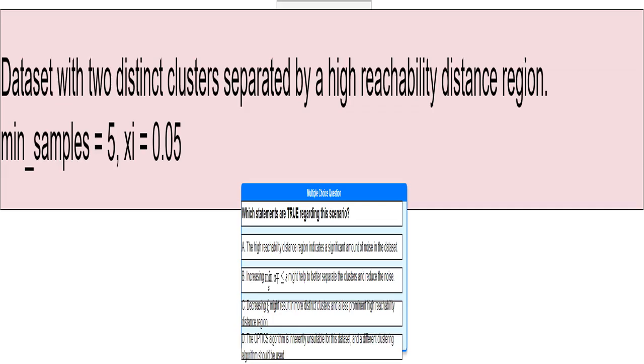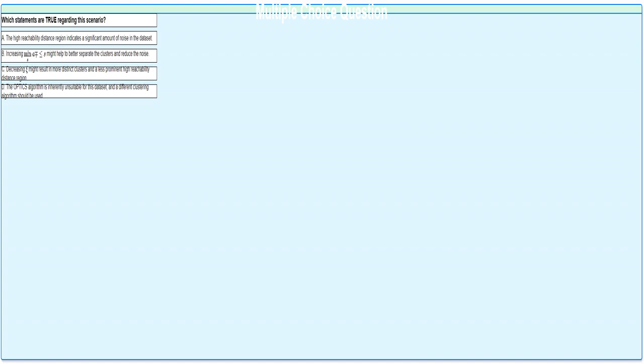This is a multiple-choice question that evaluates your understanding of OPTICS. You're asked to interpret the clustering output and explain the impact of parameter changes on the algorithm's performance. It's a recap of the question which asks you to select all correct statements describing the provided scenario related to the OPTICS clustering algorithm. Let's get to it.